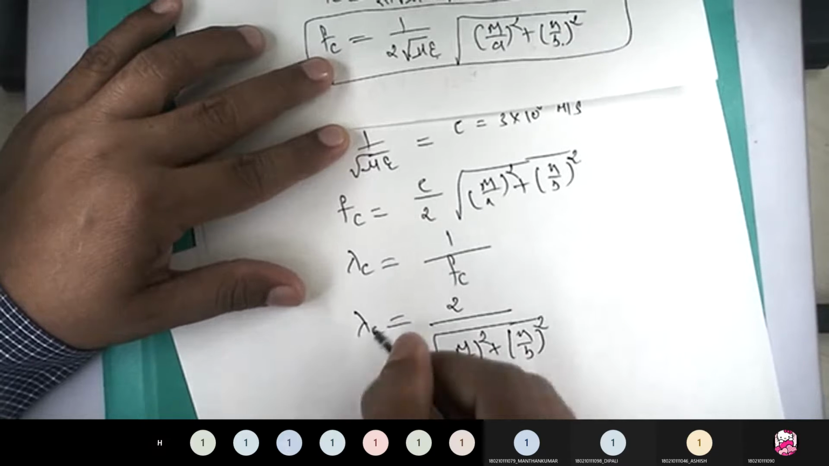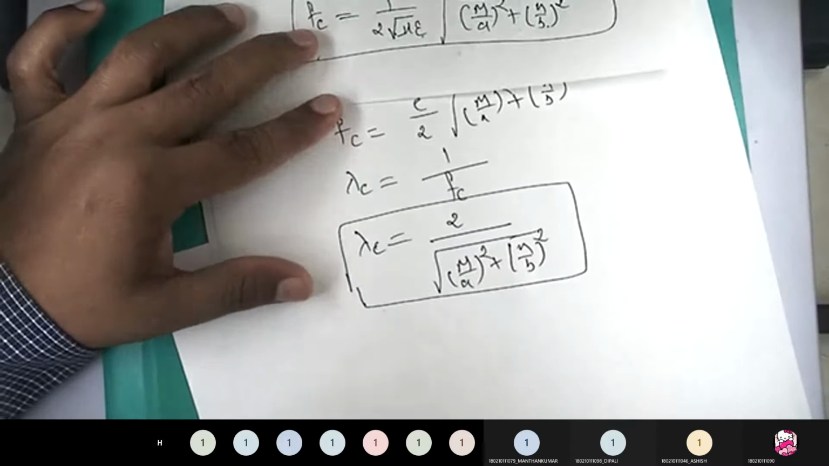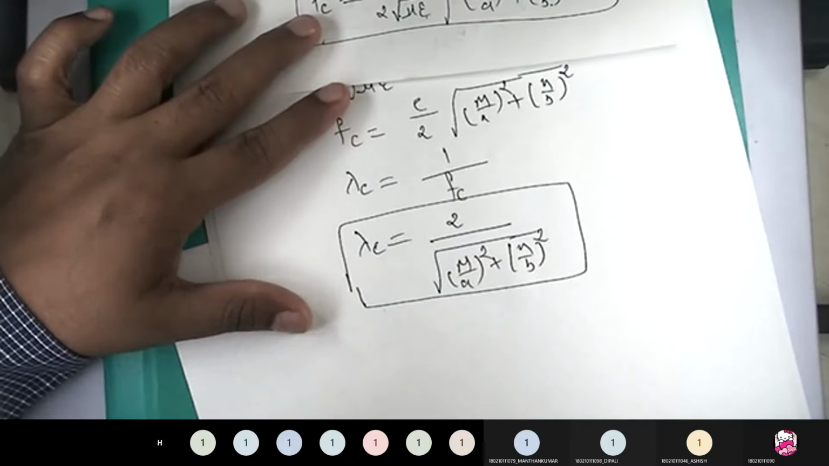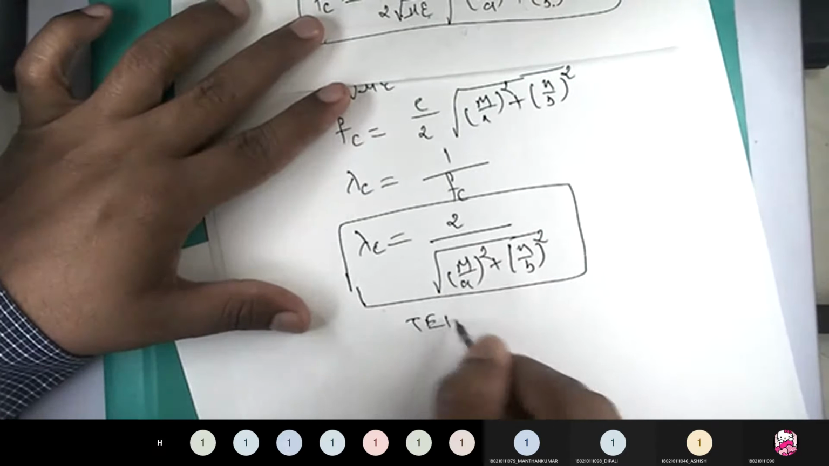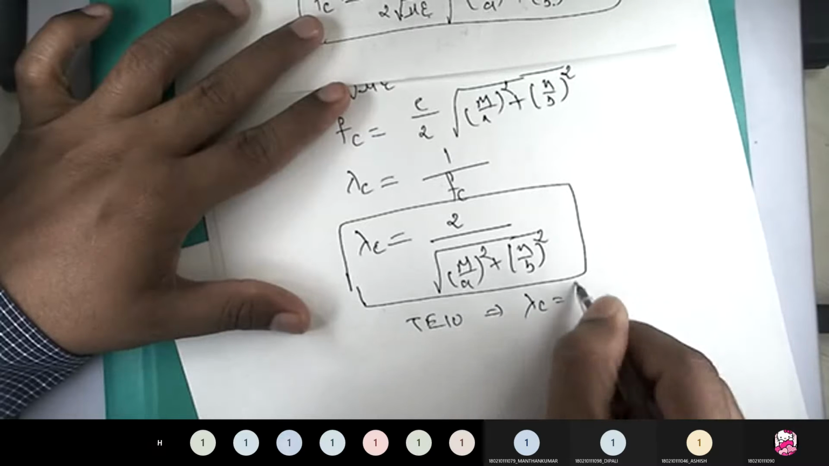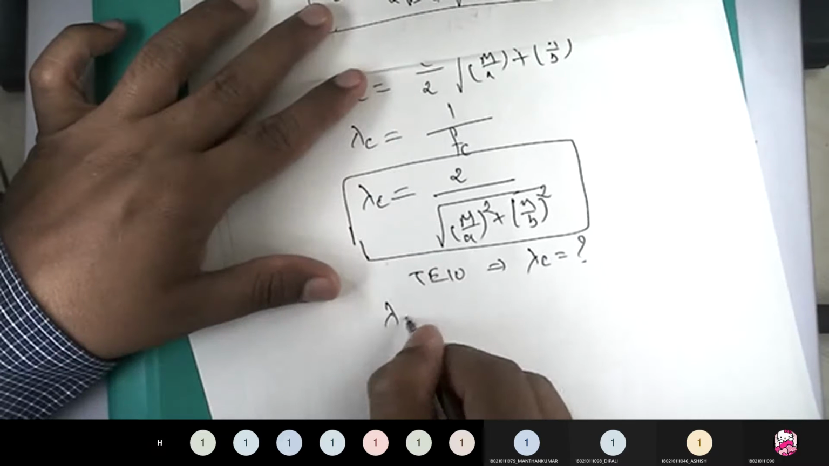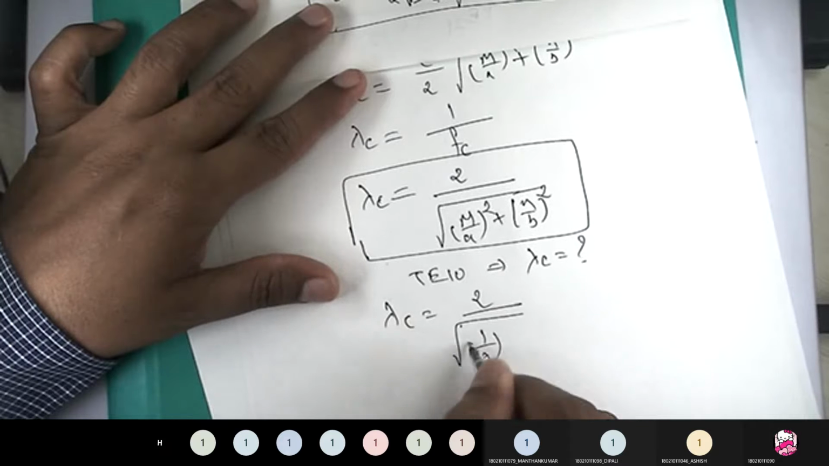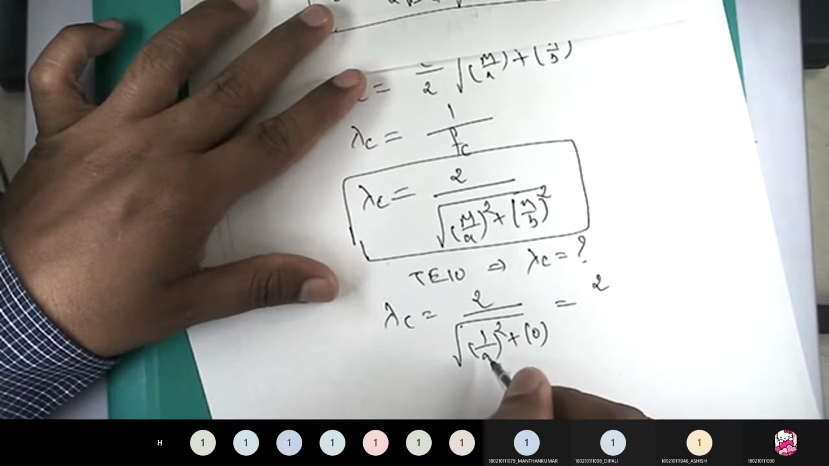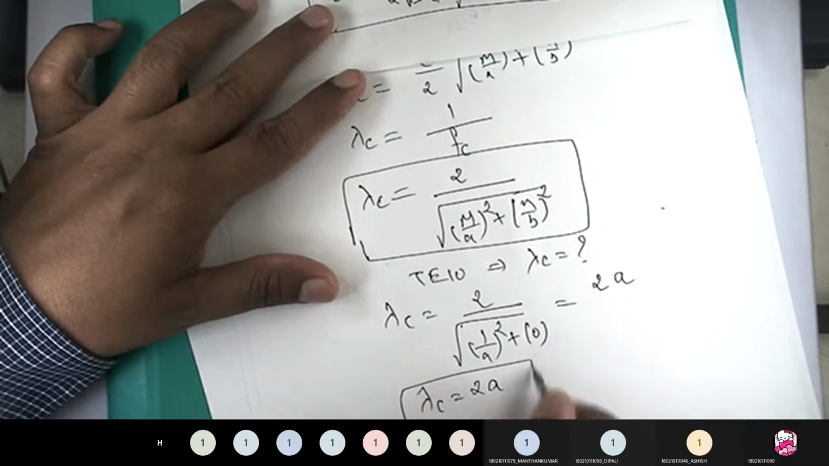Okay, so this will become your lambda c. Let me clear that now. If we try to make a equal to, for example, for a TE10 mode, if we want to find out what our lambda c is, then lambda c is nothing but 2 over the square root of (1 by a) whole square, and there is a term 0, so it becomes 0. So it becomes a square, and the square root gives 2a. So our lambda c will become 2a.